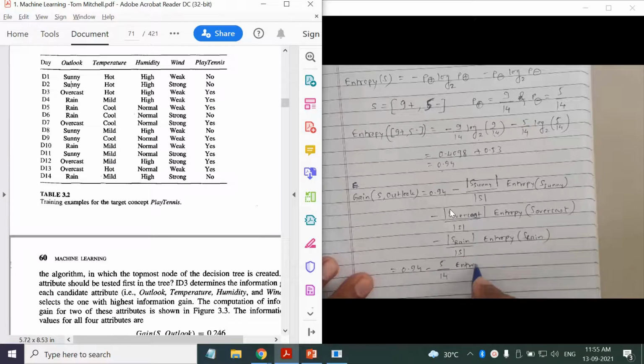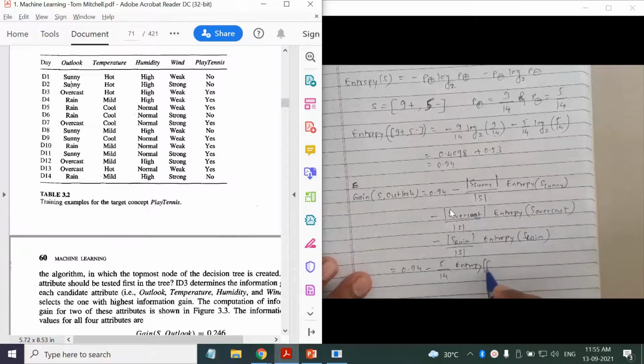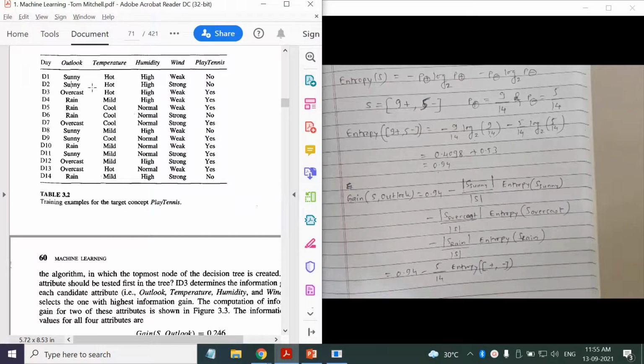Then we have entropy. और ये सेट को मैं अपने नोटेशन में डिनोट करूँगा, ठीक है, पॉजिटिव एंड नेगेटिव. So for sunny, how many are positive and negative? You have to consider only those examples where outlook equals sunny. तो हमारे पास 5 सैम्पल्स है, कितने पॉजिटिव है कितने नेगेटिव है. Sunny no, sunny no, sunny yes and sunny yes. So 2 are positive and 3 are negative.